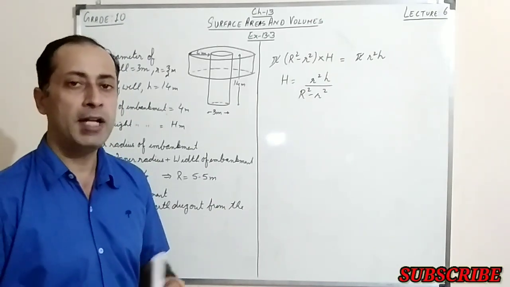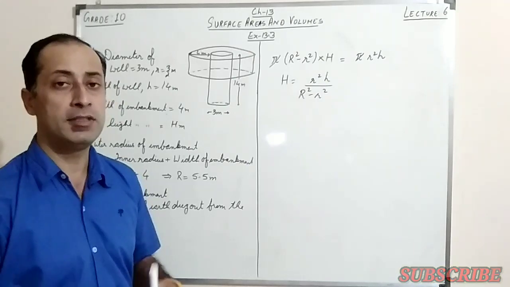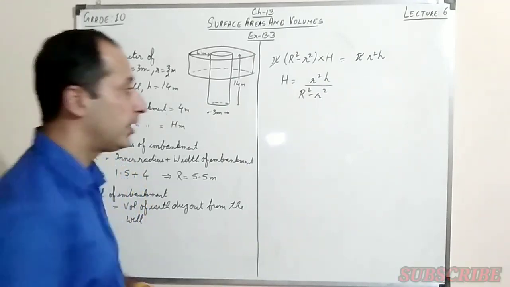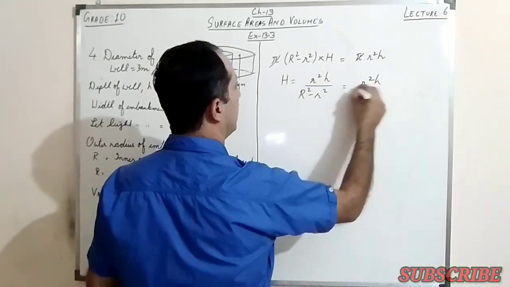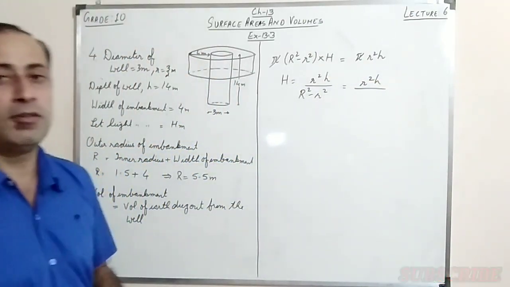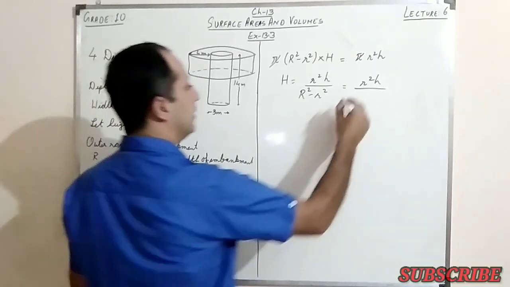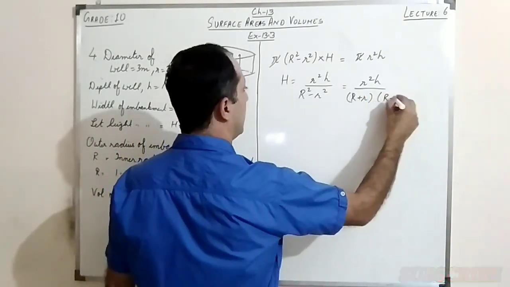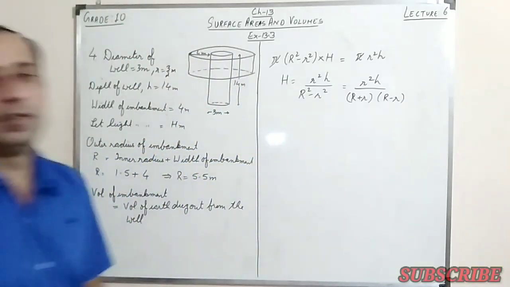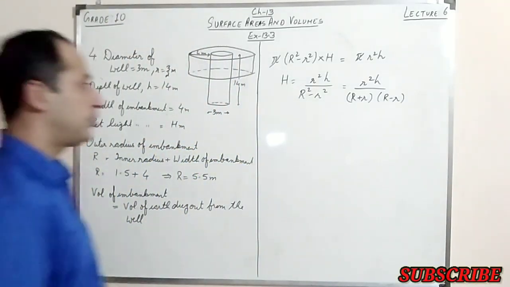To make it easier, we can simplify this formula. We can write it something like this. We can apply the a square minus b square identity on this, and we can write it as capital R plus small r into capital R minus small r. We substitute the values now.